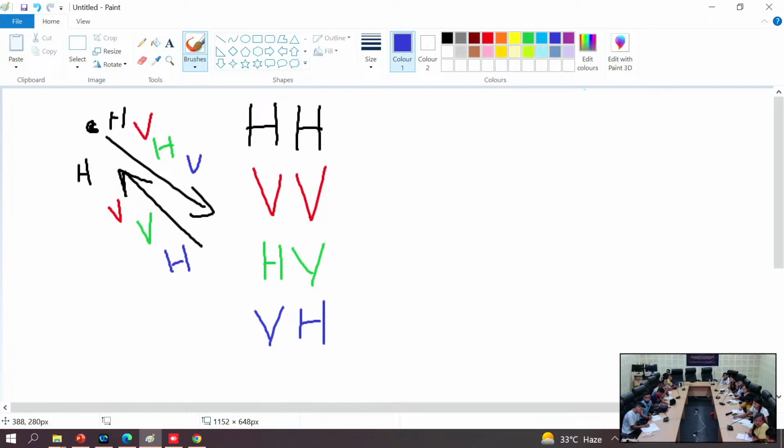Okay. So these are the 4 different polarizations that are there, and all of them look a little bit different when we are visualizing the microwave data. I'll show you how that looks.